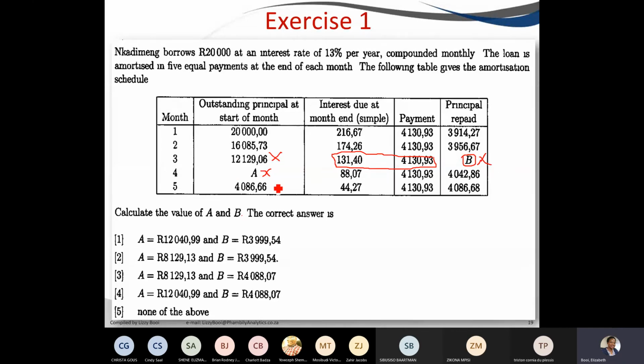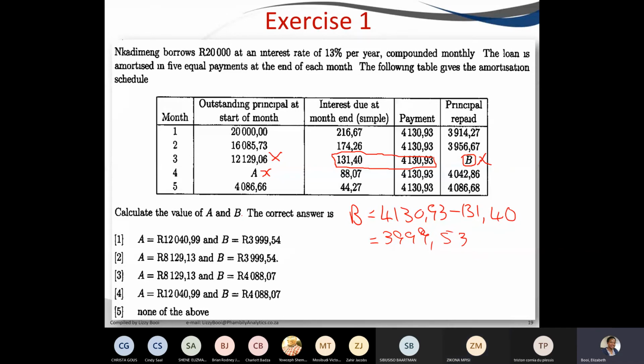So this is easy to answer. B: we say 4130.93 minus 131.40. And what do you get? 3999.53. It's 53 from my calculator. So it's fine.